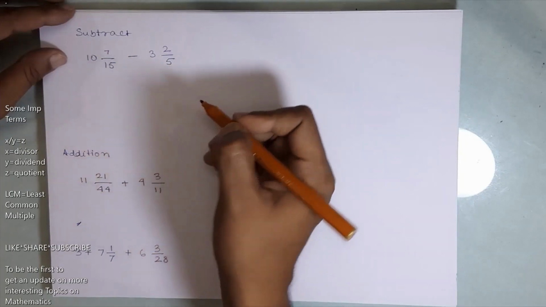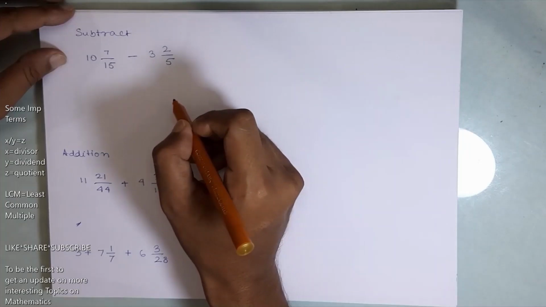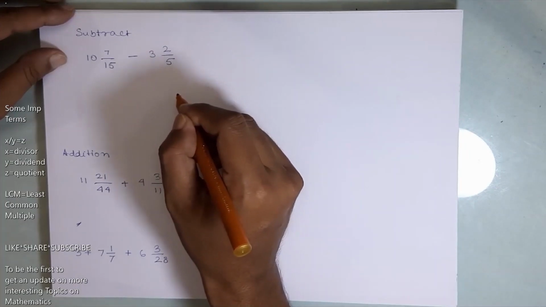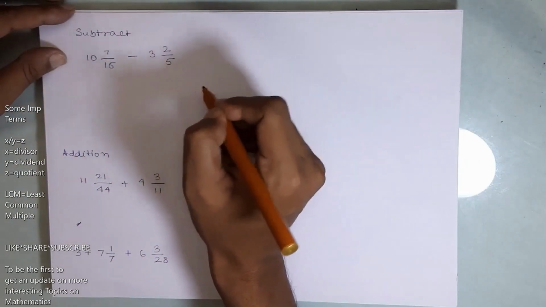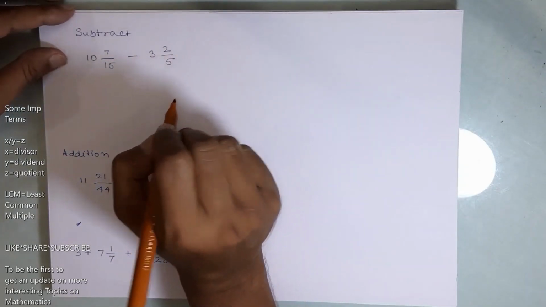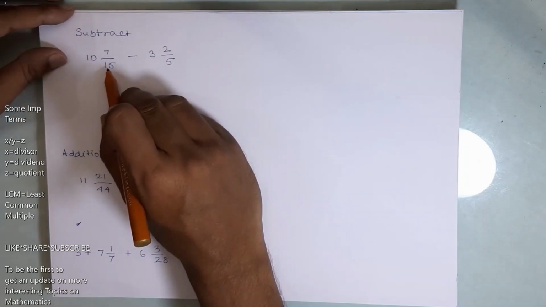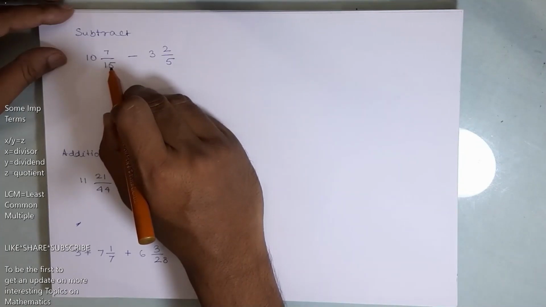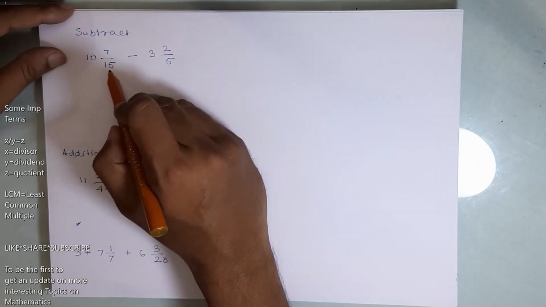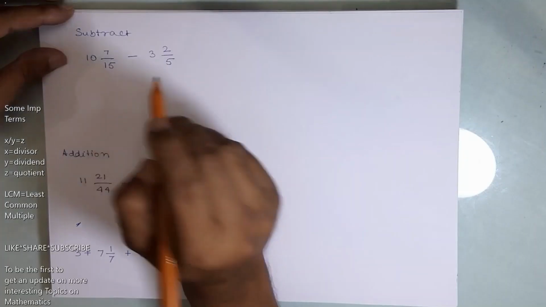The first thing that we have to do for this type of problem, where we have to execute subtraction between two mixed fractions, is to change the mixed fractions into improper fractions, and then we'll continue with the normal process of subtraction. So how to change that? 10 7 by 15 is a mixed fraction, and we know how to do the conversion from our last discussion: we have to multiply the number with the denominator and then add the numerator. Let us do that.